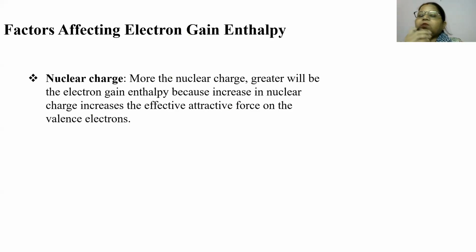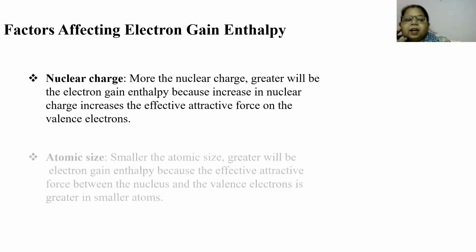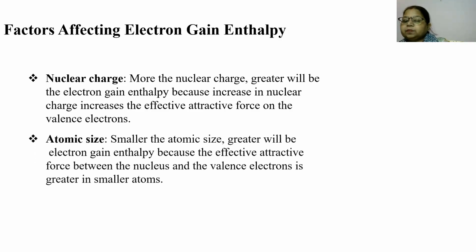First of all, we will understand what are the factors which affect electron gain enthalpy. So what do we say in this case? That the nuclear charge, which we have already understood in the previous session also, affects the electron gain enthalpy, and more importantly, atomic size, right? These are the two factors which affect the electron gain enthalpy of the system, that can be an atom or that can be an ion.